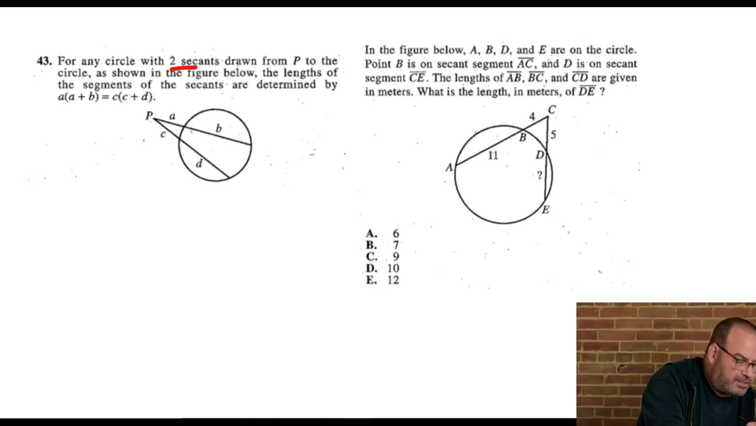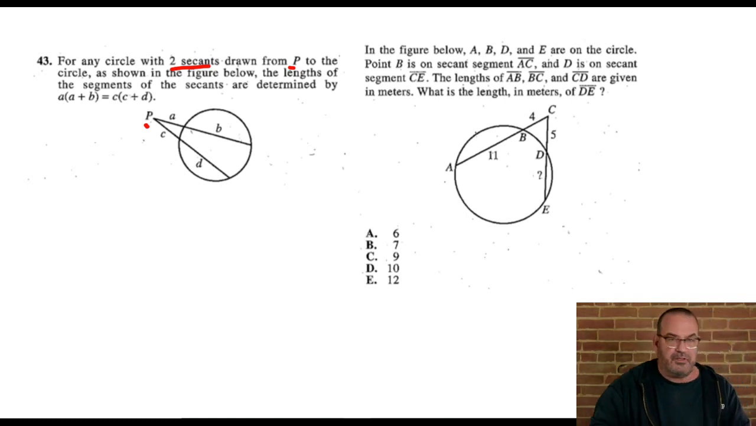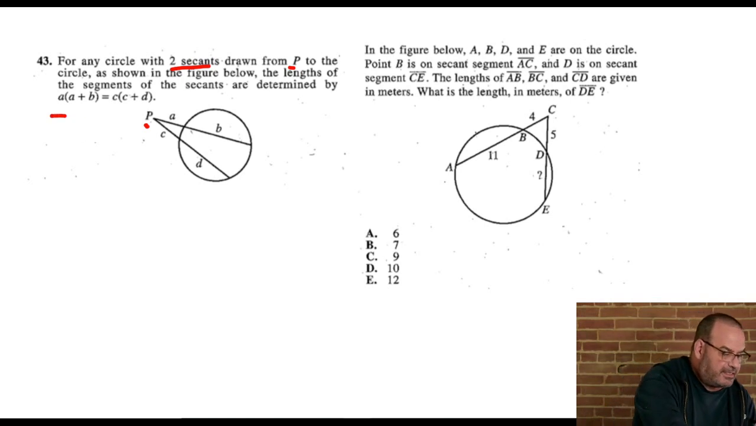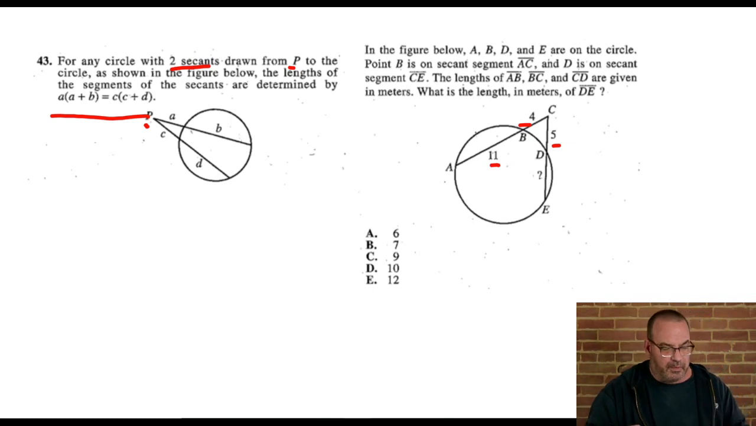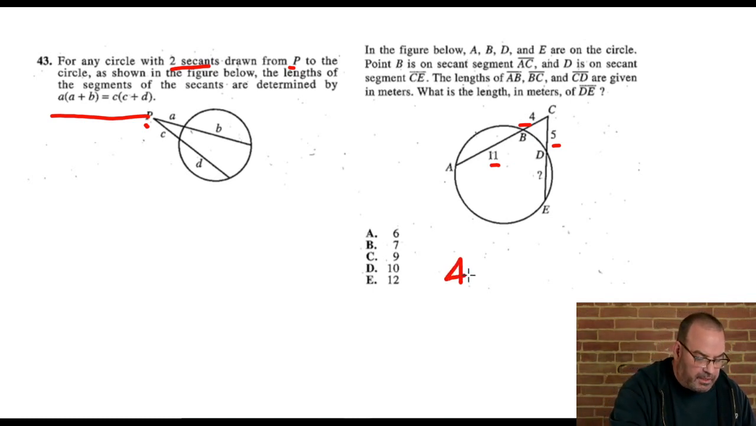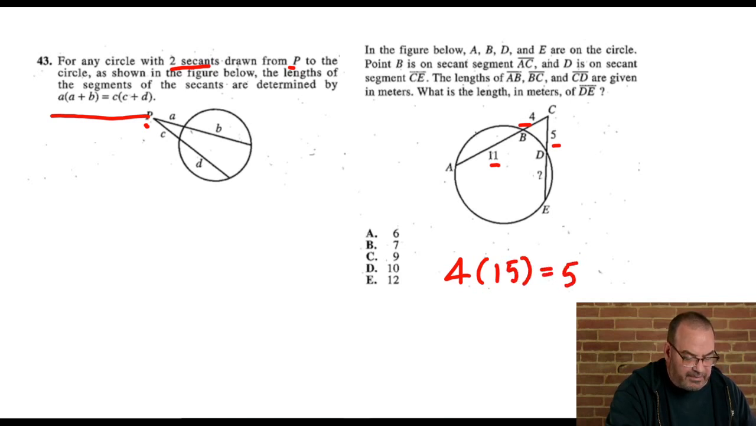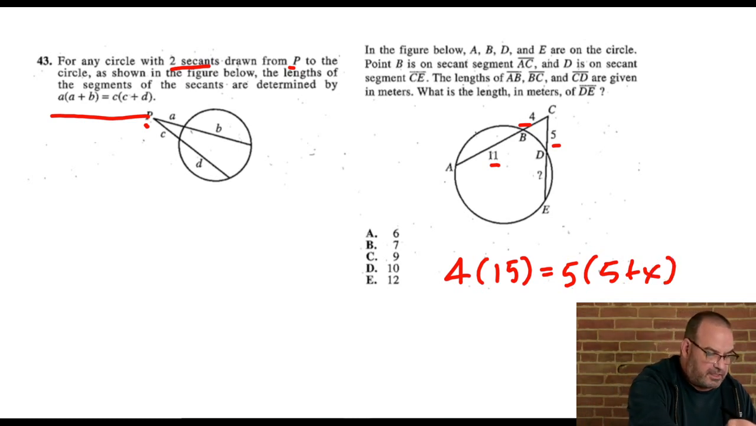With 2 secants drawn from P to the circle as shown below, the lengths of the segments of the circle are determined by the equation A times the quantity A plus B is equal to C times the quantity C plus D. They give you the equation. This is a plug and chug. So they give you 3 of the 4 numbers that you need. So it is 4 times 4 plus 11, which is 15, is equal to 5 times 5 plus x, which is d to e. And so let's solve this.